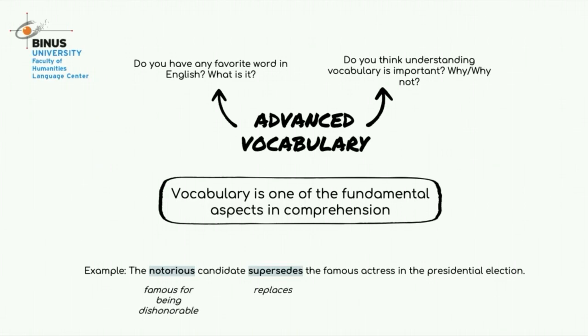Notorious means famous for being dishonorable. So someone who is famous for being bad, in other words. Supersedes has the same meaning as replaces. The sentence is going to make more sense if we know the meaning of the vocabulary. So that actually answers the question, why do you think understanding vocabulary is important? Because by not understanding it, we don't get the full meaning of it and we cannot perceive the full understanding of the sentence or of the context itself.